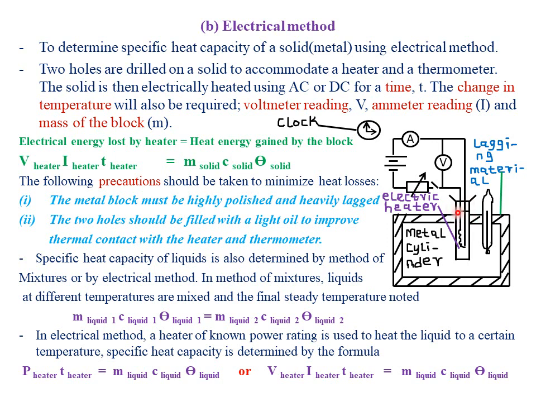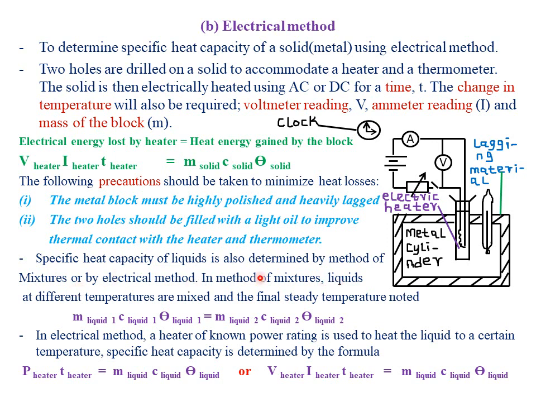Therefore, to prevent that, you simply put some oil in those particular holes to prevent any heat loss to the environment. So the holes where we have our heater and the thermometer should be filled with some light oil to prevent any heat loss to the environment, hence improving the thermal contact with the heater and of course the thermometer. Therefore, the specific heat capacity of a solid or of liquids can also be determined by use of the method of mixtures or by electrical method.